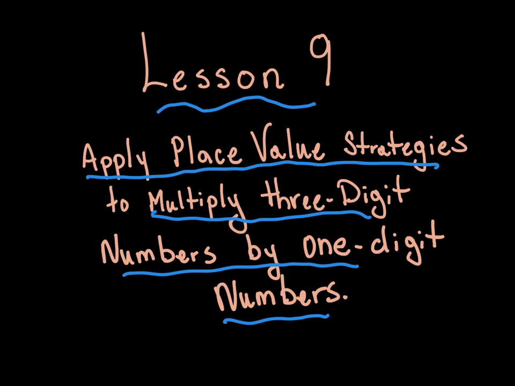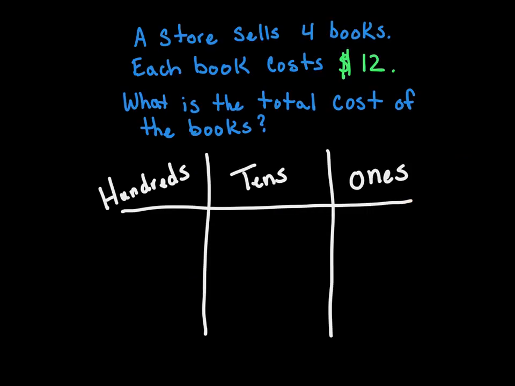Good evening. Tonight we're going to start with Lesson 9 in our Unit 3, Apply Place Value Strategies to Multiply 3-digit numbers by 1-digit numbers. We're back to good old multiplication. A store sells 4 books. Each book costs $12. What is the total cost of the books?